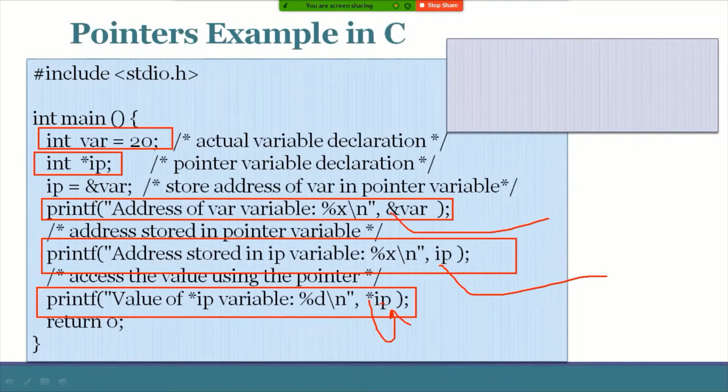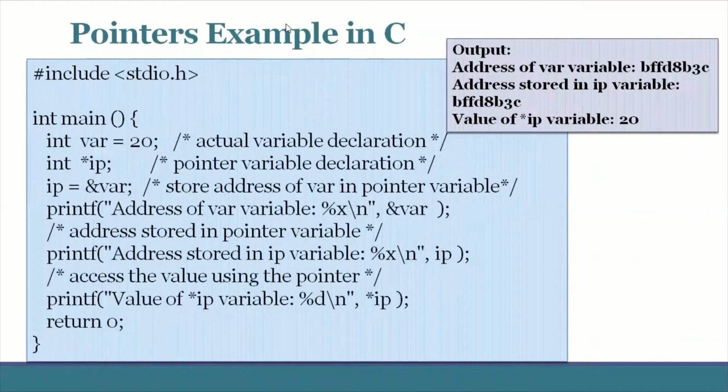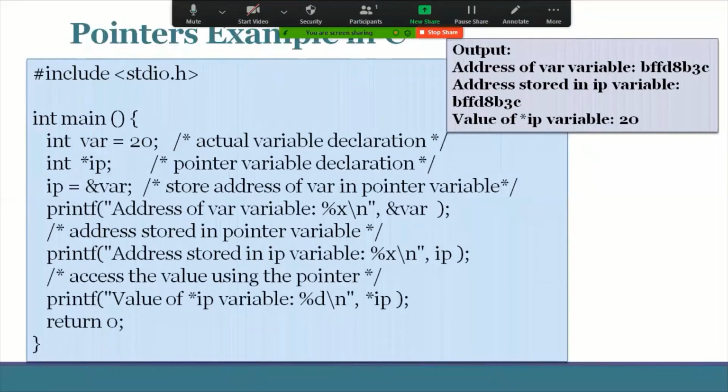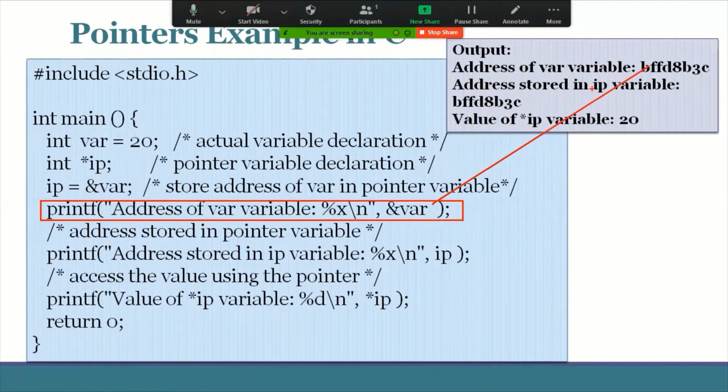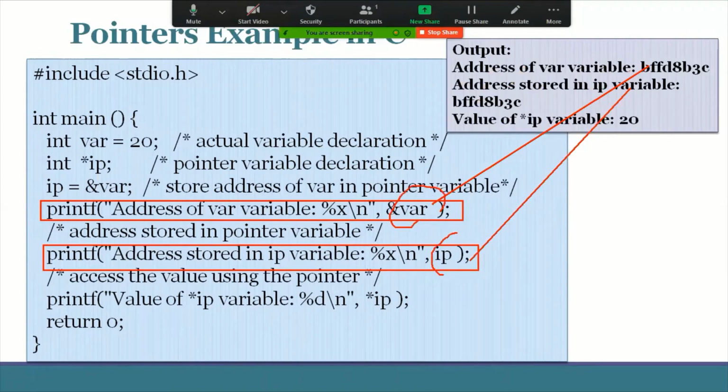Value IP contains what? Address. The value within that address location is what? It's 20 only. 20 will be displayed. So if we execute this particular program, we can obtain the output. The first printf statement displays this address, and the second printf statement displays the same address, but here the pointer variable is specified. The third printf displays the value within that address location, which is 20. The 20 will be displayed.